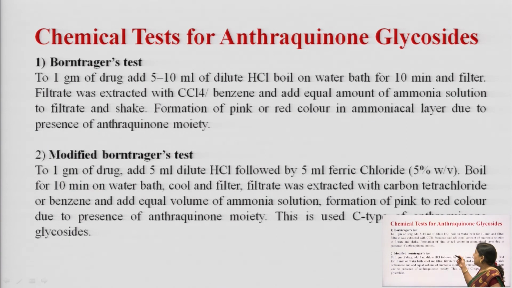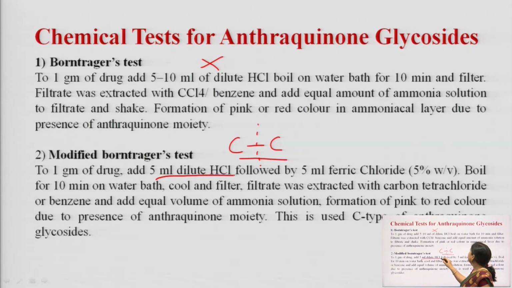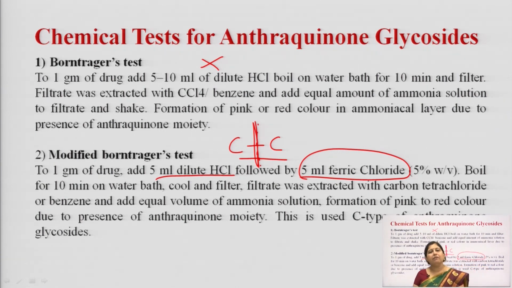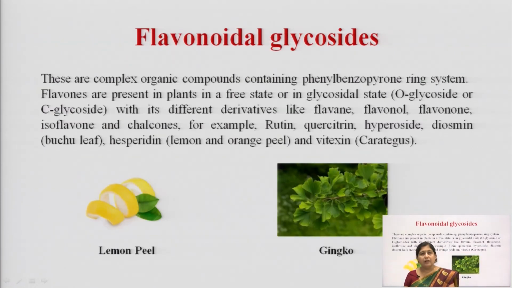However, for example, aloin has a C-glycoside. Now, when there is a C-glycoside, breaking of this bond becomes very, very difficult, because of which we have a negative Borntrager test. For that, before addition of the dilute HCl, we have to oxidize it with 5 ml FeCl3, because of which the carbon-carbon bonds break and we have the aglycone. Then, when we perform the same Borntrager test, we will have a pink color in the ammoniacal layer. In case we do this test directly, we will always have a negative Borntrager test.